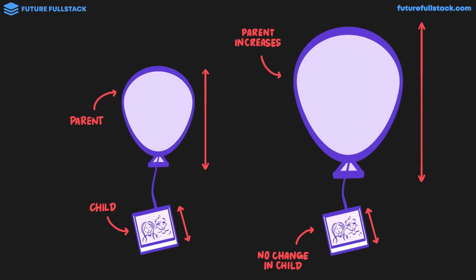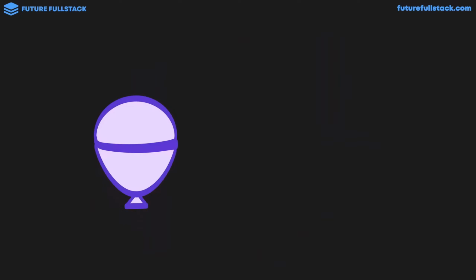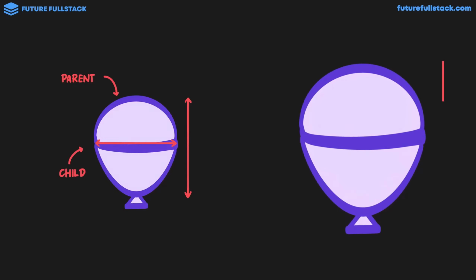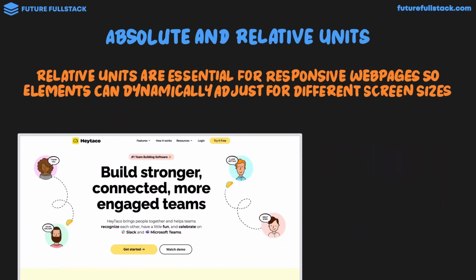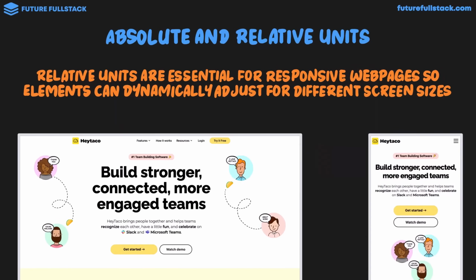I now want to compare this to putting an elastic band around the balloon. The balloon is this height, and again, we're going to call it the parent, and the elastic band is currently this width. And in this case, the elastic band is the child. Now, when we blow up the balloon and increase its size, the parent increases, but also the elastic band has now increased, so the child increases. This is an example of relative units. The size of the parent directly impacts the size of the child. So let's see relative units in action. On the left, I have a desktop design, and on the right, a mobile design.